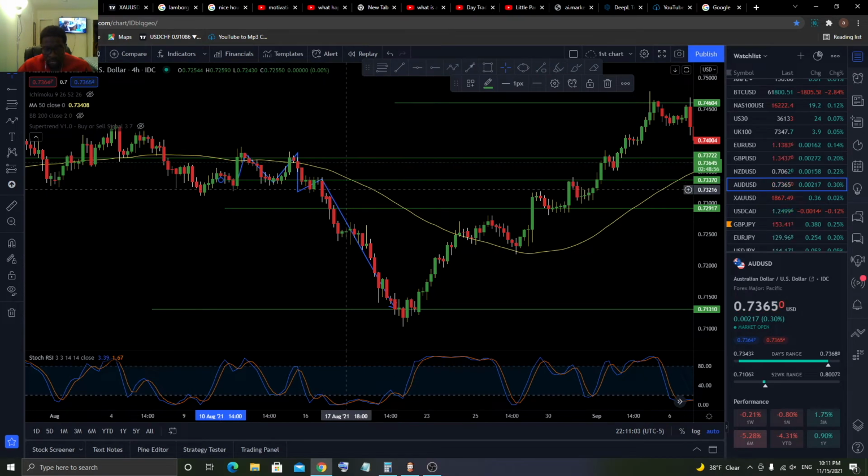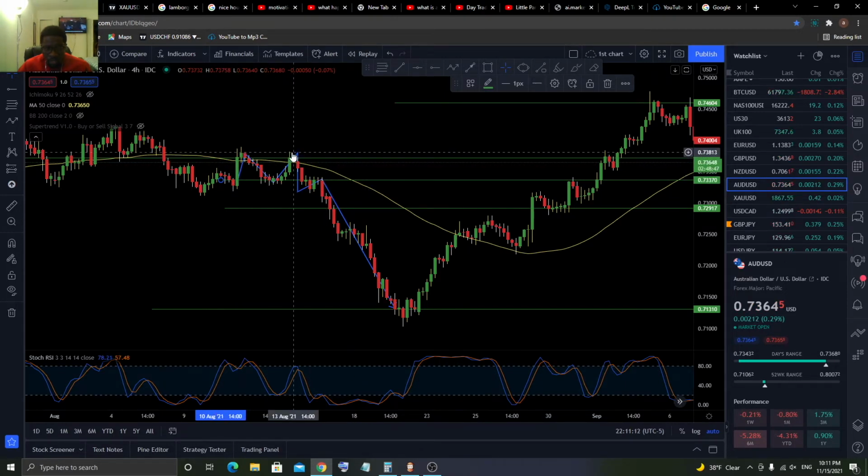That was like 17 August 2021. I was in this trade actually. I took the trade right here to go down, and this kicked me out, because I moved my stop loss here, and this kicked me out. I didn't lose anything, and this dropped.